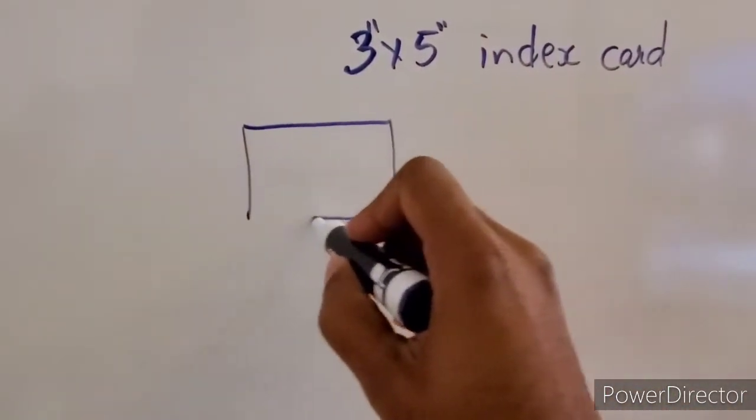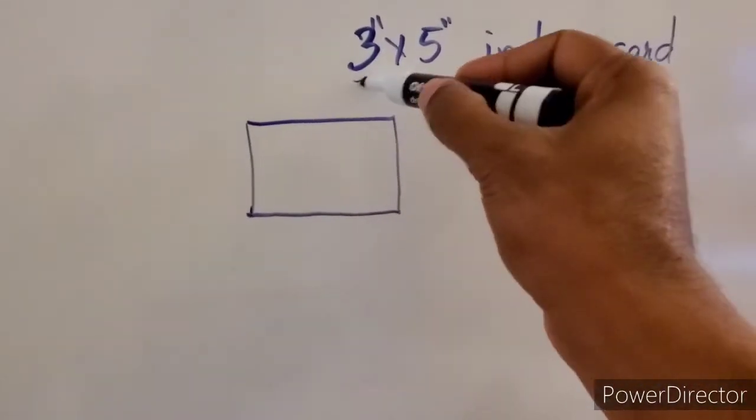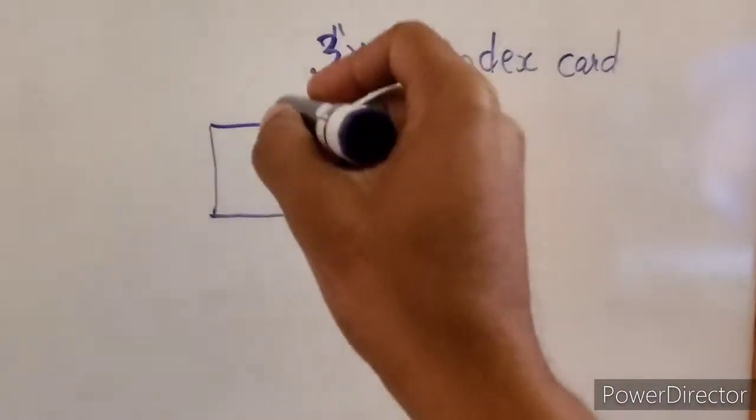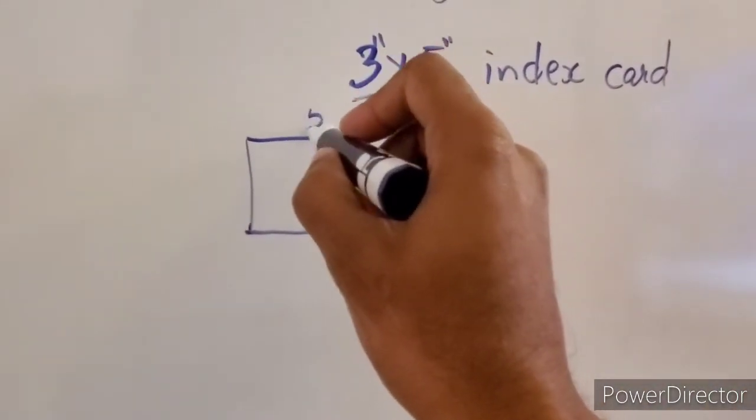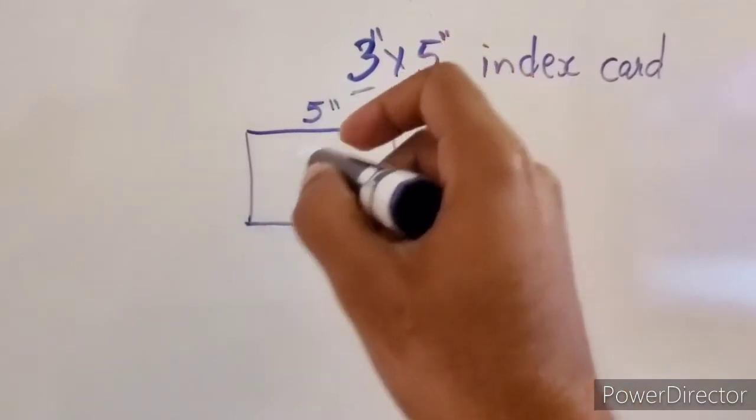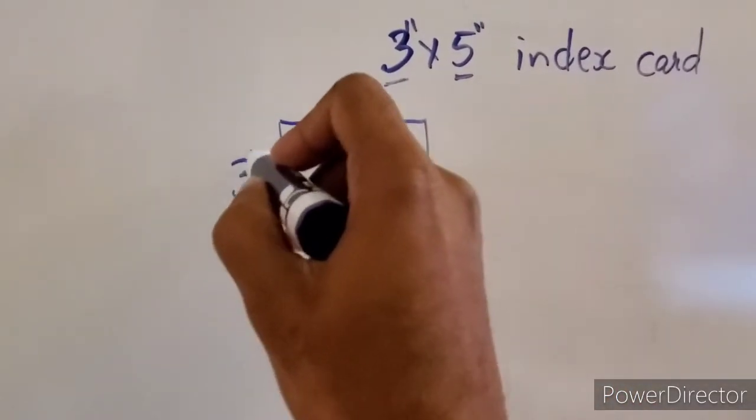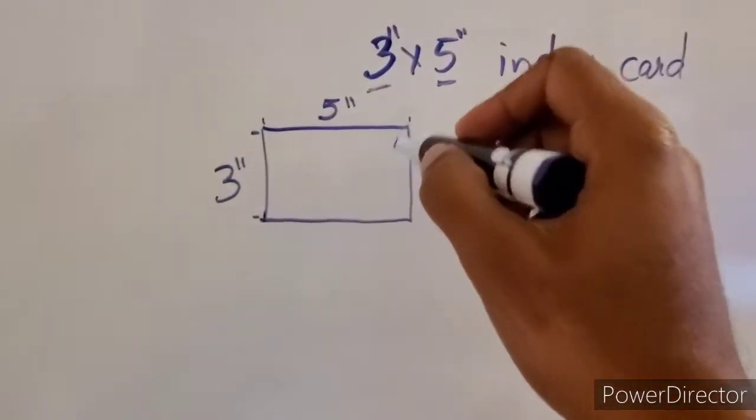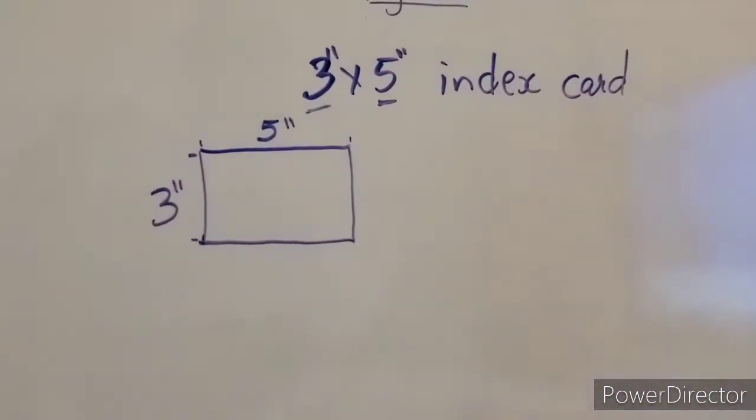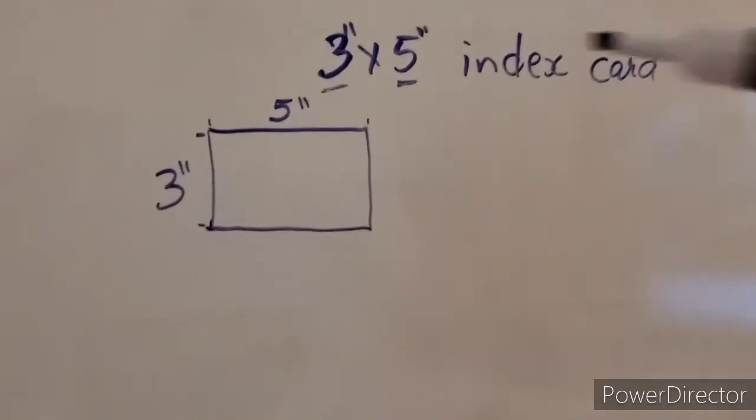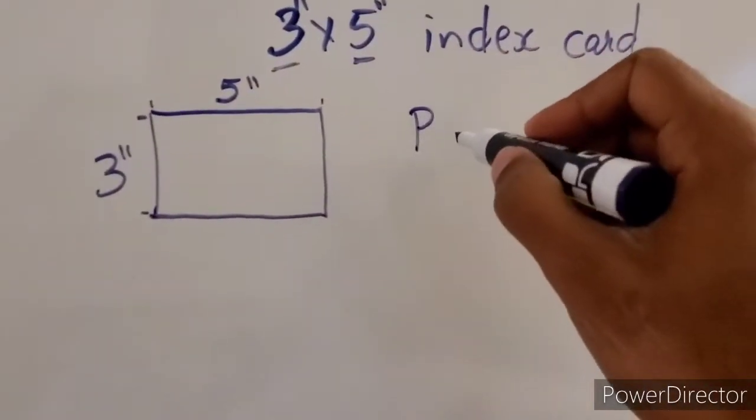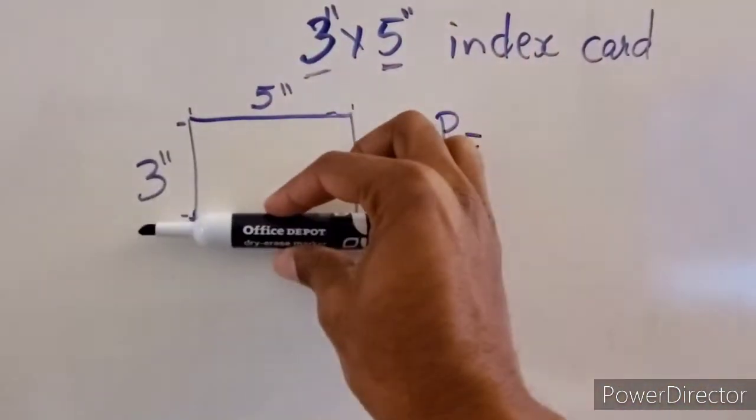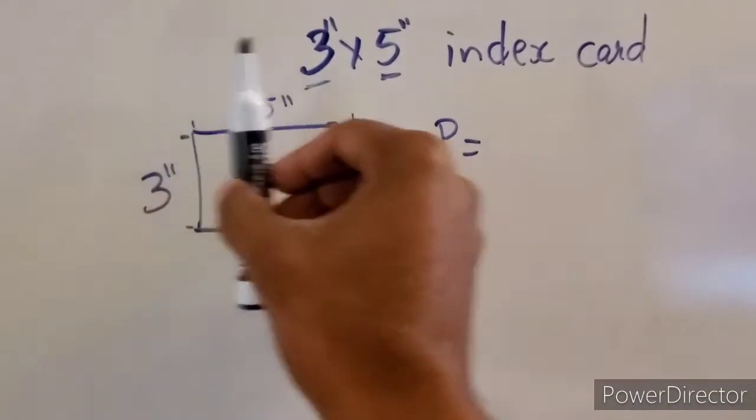And of course, you know that the short side is the width. The long side is the length. So this side up here would be 5 inches, and this side right here would be 3 inches. From here to here would be 3 inches, and from here to here would be 5 inches. Okay, and then to find the perimeter, P, you just need the 2 lengths, which is 5 plus 5, and then 3 plus 3.